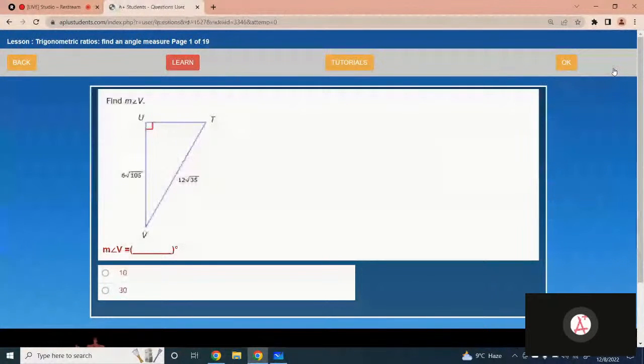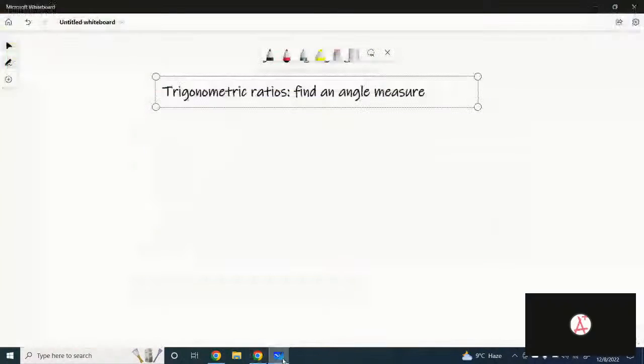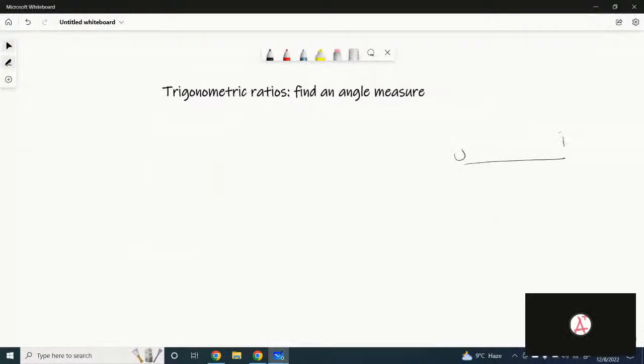You have to find the measurement of angle V. Got it? Let's start and find the measurement of angle V. Let me draw the triangle on the board and then we'll start. You have U, V, and T. Here is a triangle.